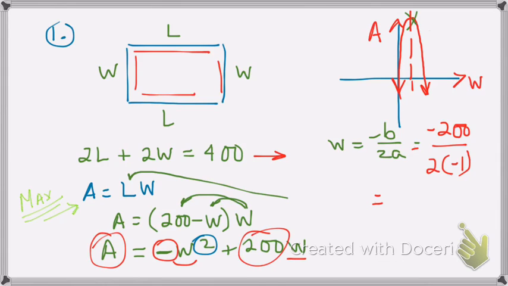Remember, that's my axis of symmetry. It's going to help me find that point up there, that vertex. That's negative 200 divided by negative 2 is 100 meters. So if I make my width 100 meters, I will get a maximum area. Now I don't know what that area is, and that was part of the problem.